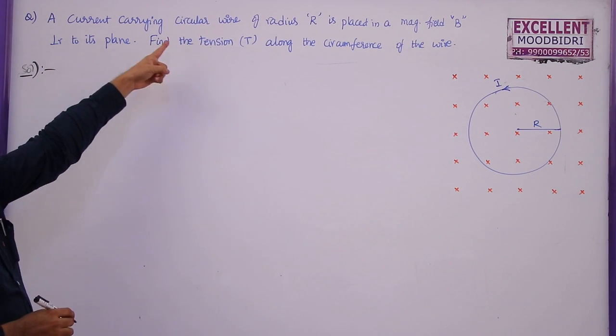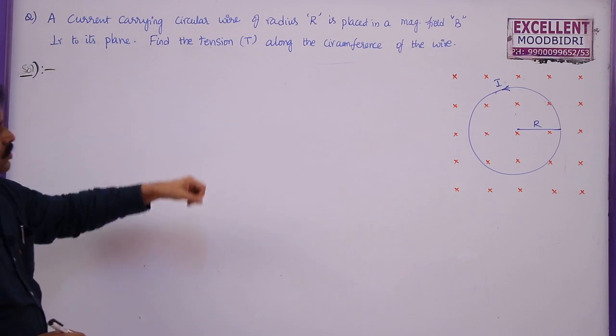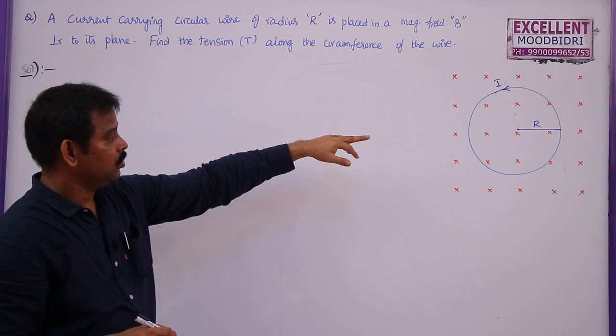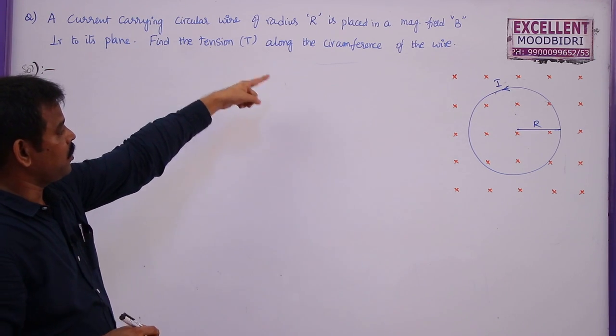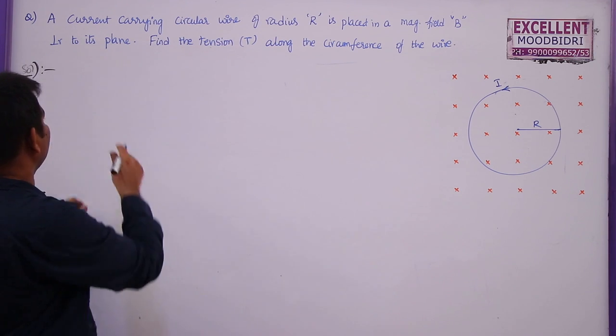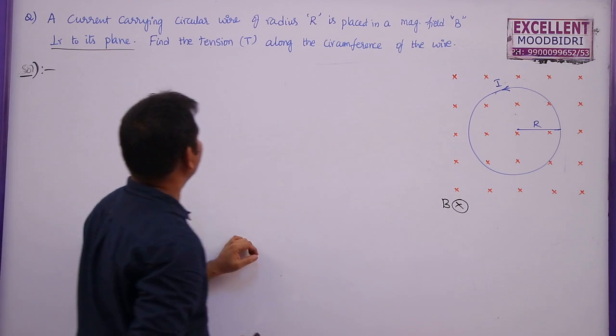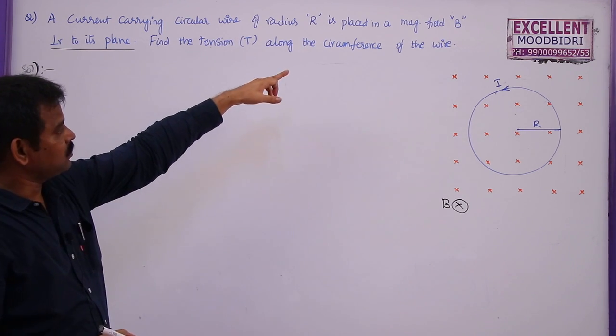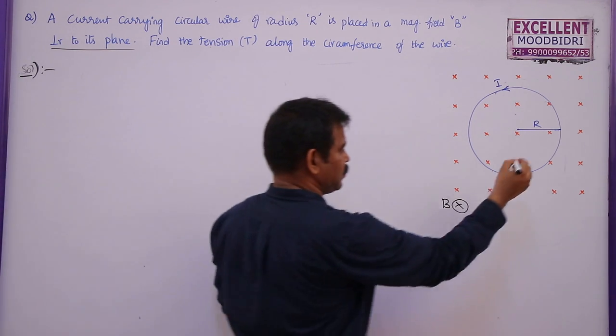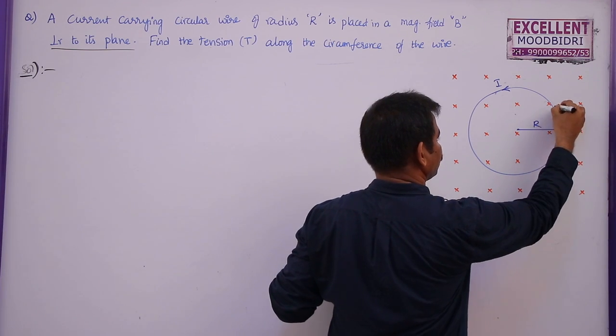A current carrying circular wire of radius r, the radius of the circular coil is r, is placed in a uniform magnetic field B, which is acting into this one. So it is perpendicular to the plane. So B is acting into the board. Find the tension T along the circumference of this wire. So along this circumference, what is the tension they are asking?